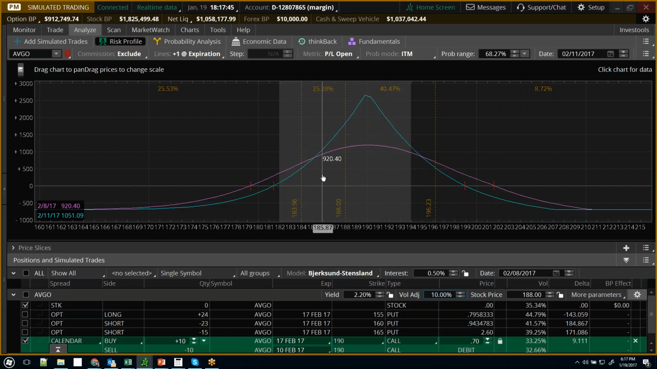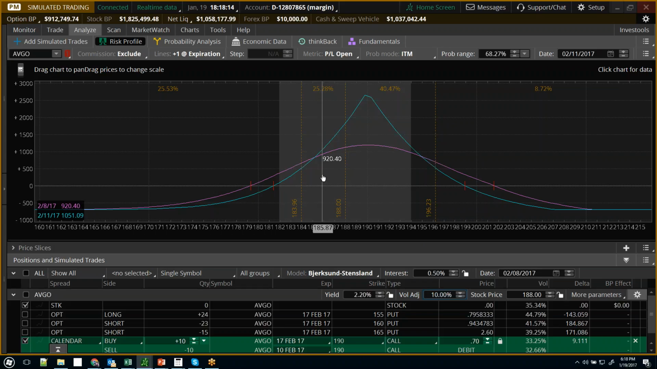If we drop down to 185, I'm making $920 off of a $700 trade. Now, that's, what, 130% return on investment? And it's just because of the way that this trade reacts to implied volatility as opposed to the bull-put spread. Now, understand something. This is a double-edged sword. You can set this trade up and do it very, very poorly.